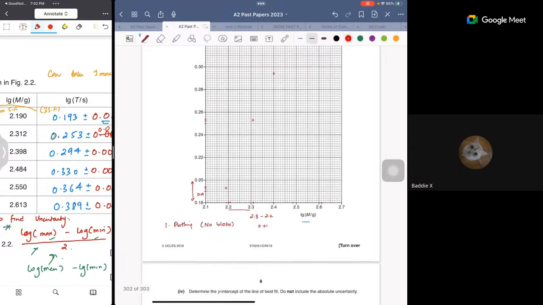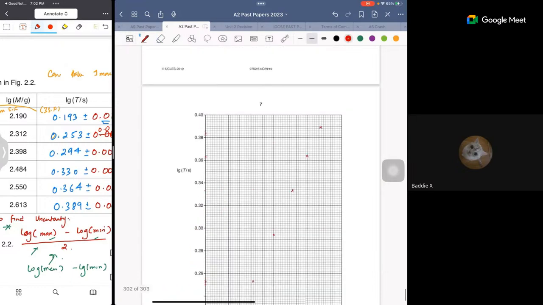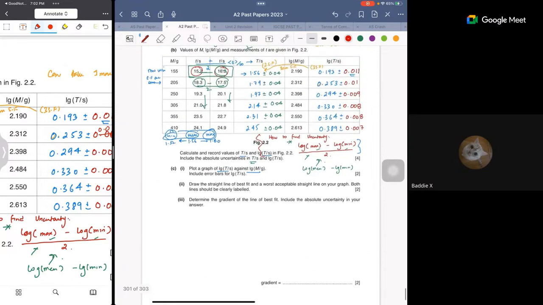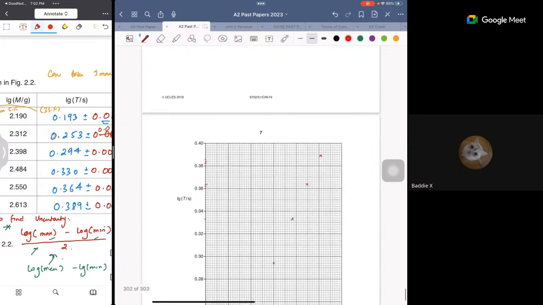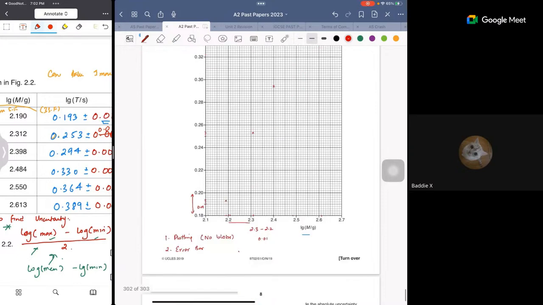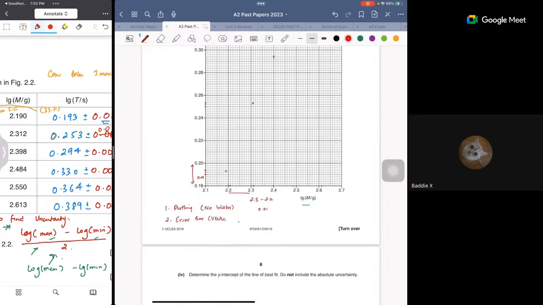When your plotting is done, you need to plot all the points, and then finally you need to do error bars. Error bars are horizontal or vertical, depending on which quantity you are looking at. Right now our quantity is LGT, and LGT is right here. So our error bars are going to be vertical in this case.